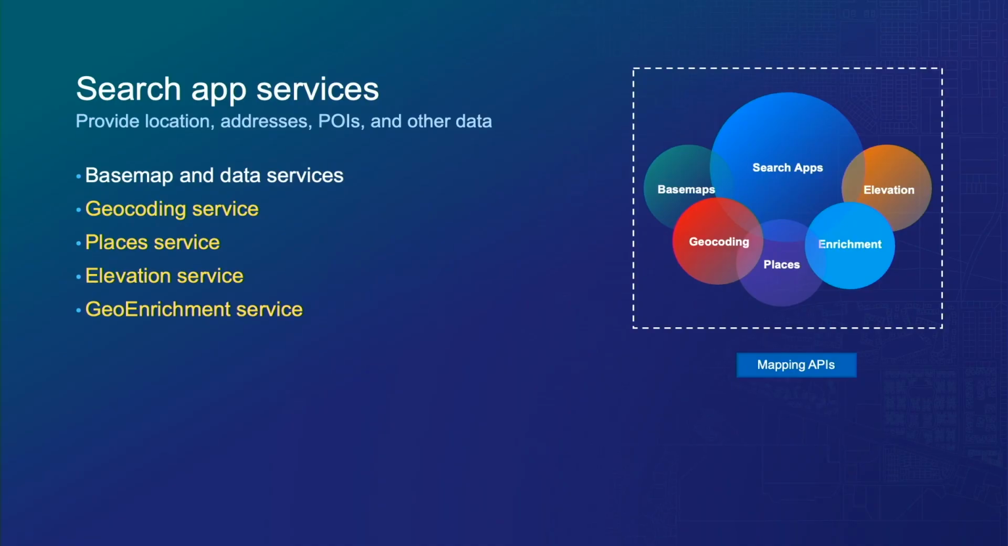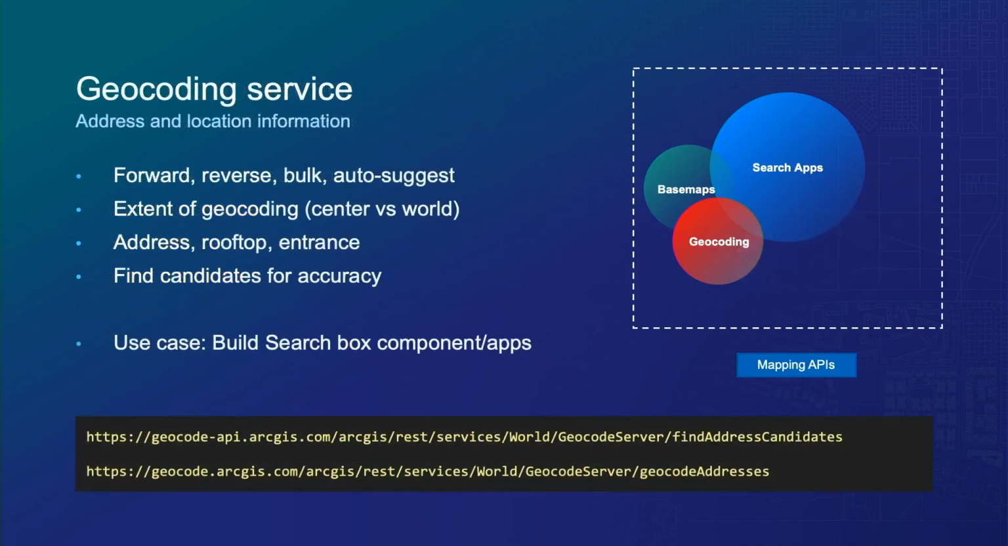Well, probably going to start with a base map still, maybe data services, depending on what we're doing. But I think the obvious suspects are geocoding, places, elevation, and enrichment. So let's take a look at some features there. So geocoding, talking about forward, reverse geocoding. I'll show you some examples in a second.